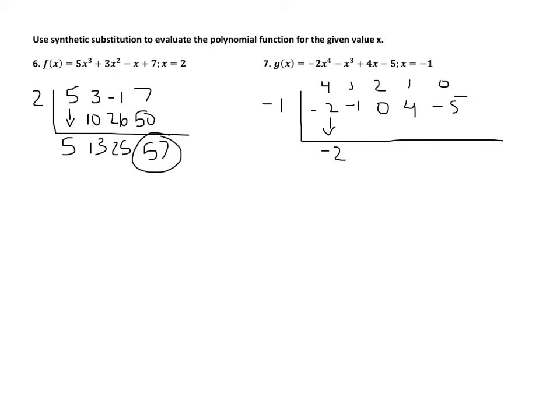What's negative 2 times negative 1? 2. Negative 1 plus 2, 1. 1 times negative 1, negative 1. 1, 5. Negative 5, so you get negative 10. There's your final answer. So there's synthetic substitution. We're going to be learning something called synthetic division at some point, so we need to understand this setup process.